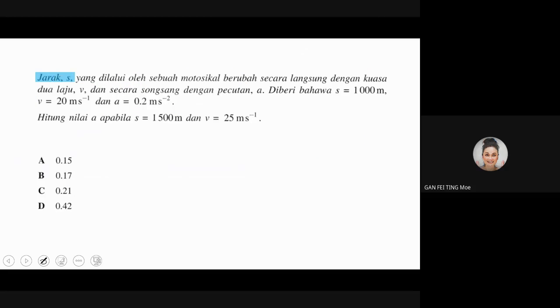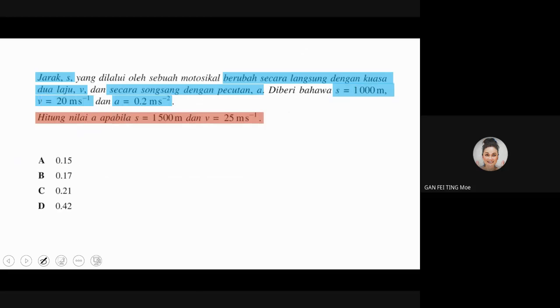So what do I do now? S varies directly with the square of V. Then it says inversely with A. With this information, what can I do? As I read the first part, S varies directly with V squared. You read the information, you should be able to get this.